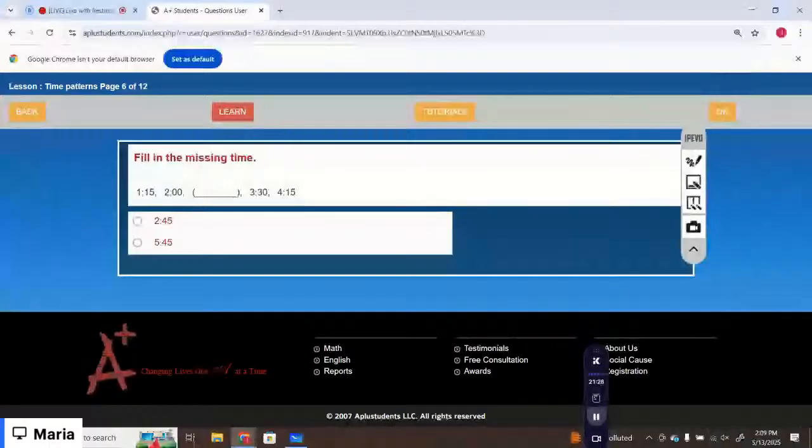Fill in the missing time. So which time is missing? That is 1:15, 2, and the missing time, 3:30 and 4:15. So the time is increasing by 30 minutes. The next one is, sorry, 45 minutes. The next one is 2:45. Option number one is the correct option. Okay, you can complete the lesson by yourself for today. Let me move on to the next lesson.